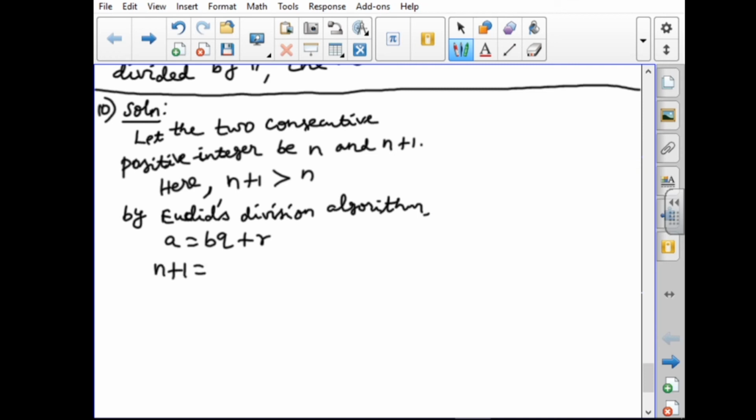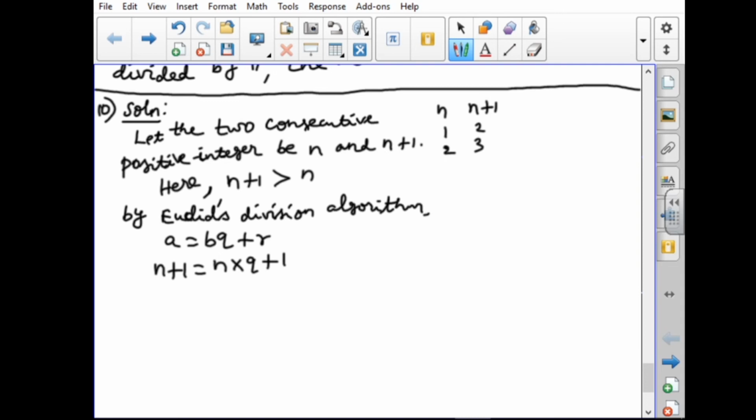The divisor is what here? n. The quotient is q. The remainder r will be what here? 1. For example, I have to take these two numbers, n and n + 1. If I take n is 1, then n + 1 is 2. If n is 2, then n + 1 is 3.